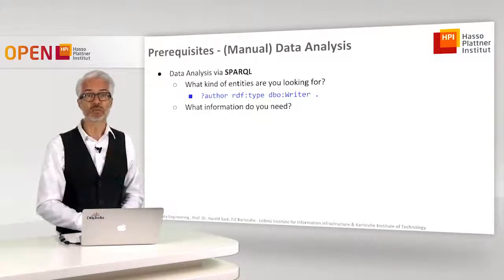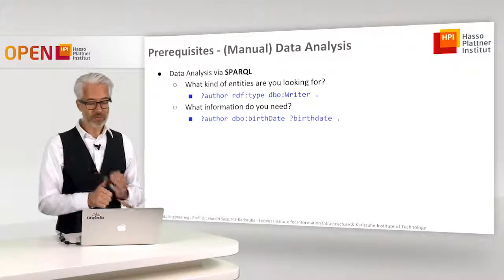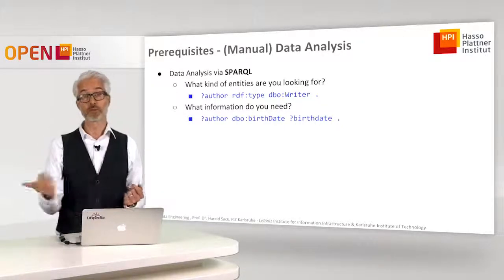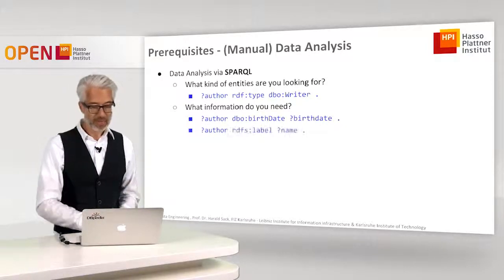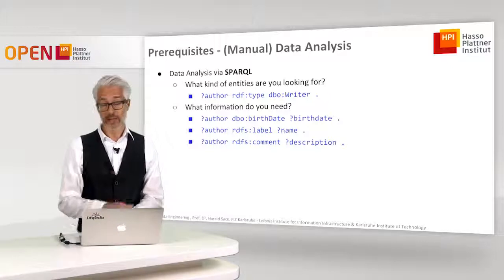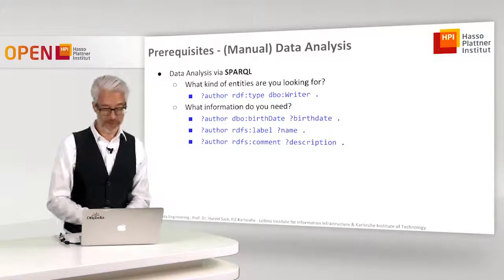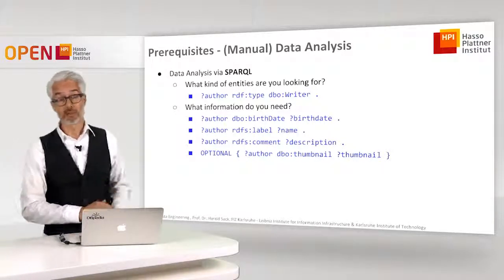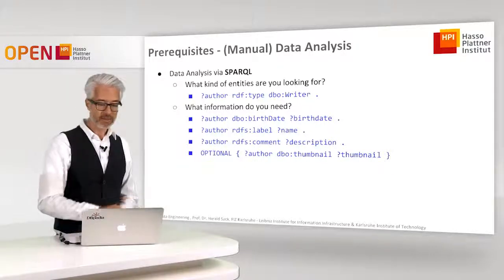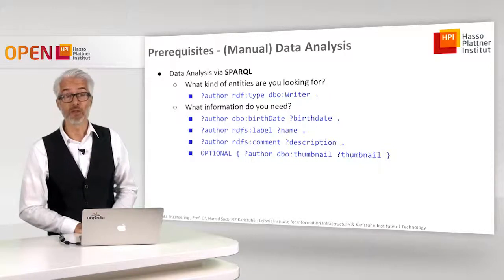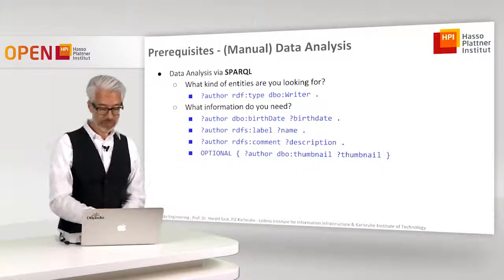So what information do we want to provide? First of all, we want to provide the birth date. So simply we have another graph pattern where we say, okay, DBO birthday should be our variable birth date. Then next one, we need a name. So we can use, for example, RDFS label. And we have seen in RDFS comment, there is some description that we can also use. What else? Okay, thumbnail. Probably not all the authors provide a thumbnail. So therefore we will make this optional and we'll say, okay, author DBO thumbnail, and this will be then the URI of our thumbnail. This is information we want to display.